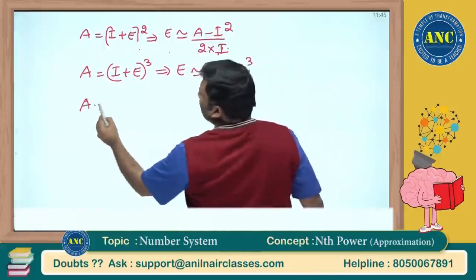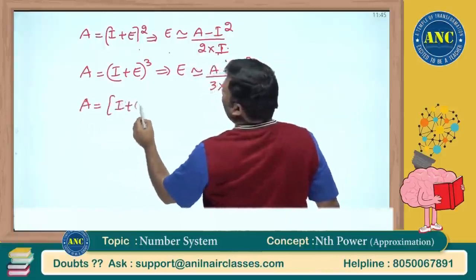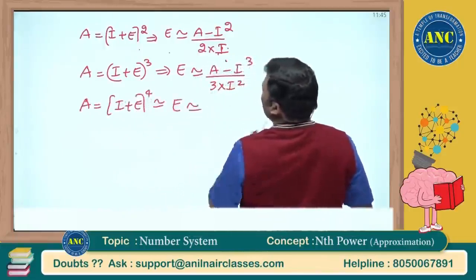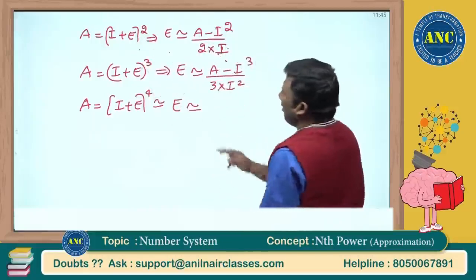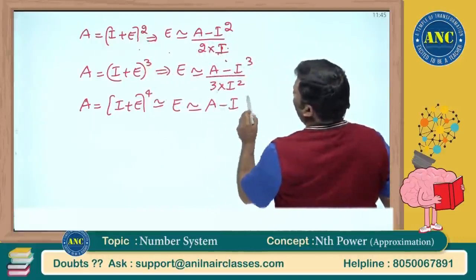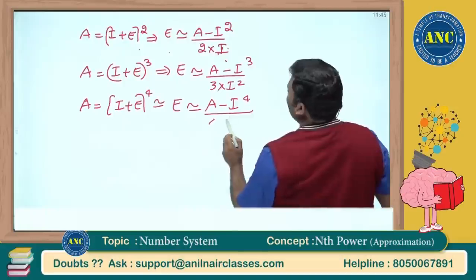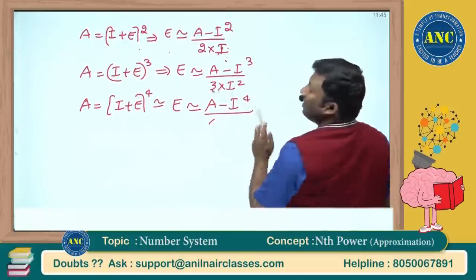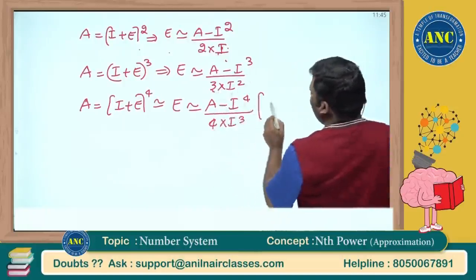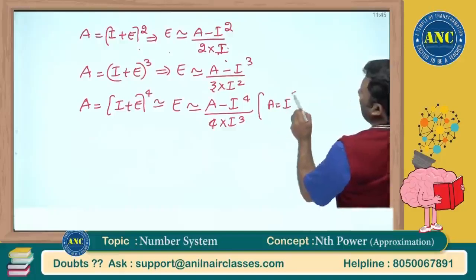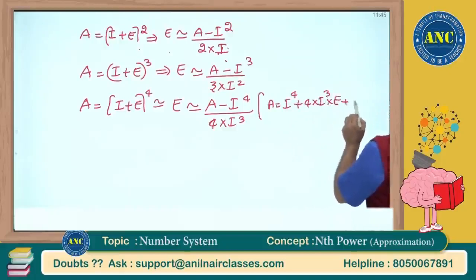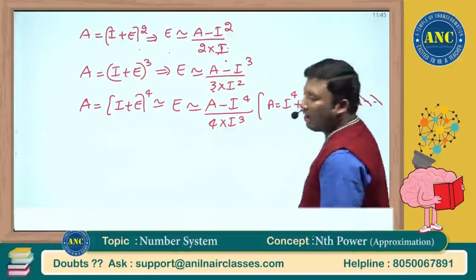How to find the approximate value for a non-perfect fourth power? If it is a square, I got I square. If it is a cube, I got I cube. If it is the fourth power, I power 4. The derivative of I power 4 is 4I cube, just as the I cube derivative is 3I square. From where did you get it? A is approximately I power 4 plus 4I cube E, and so on. These are all smaller values. I hope it is clear.